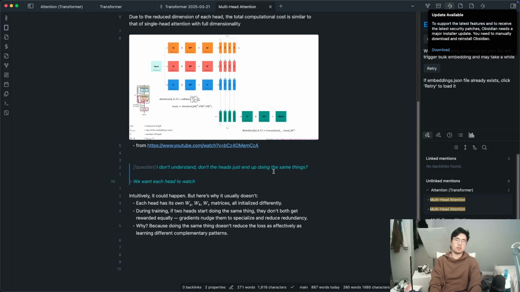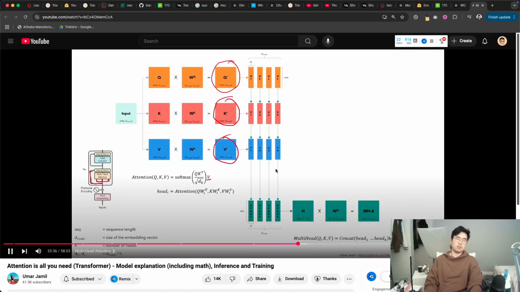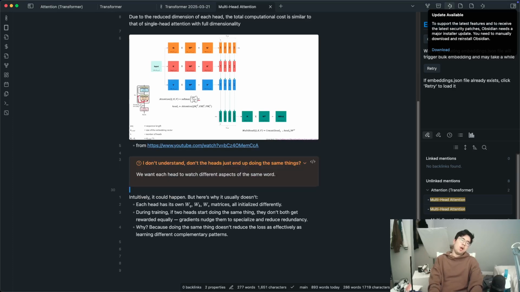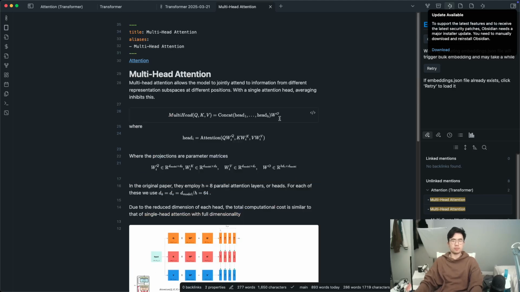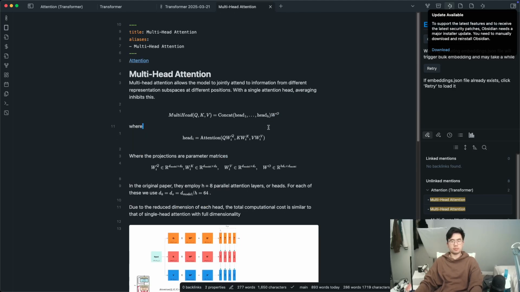We want each head to watch different aspects of the same word. For example, in the Chinese language, but also in other languages, one word may be a noun in some cases, may be a verb in others. So what we want is that one head maybe learns to relate that word as a noun, another head maybe learns to relate that word as a verb, and another head learns to relate that word as an adjective or an adverb. So this is why we want multi-head.